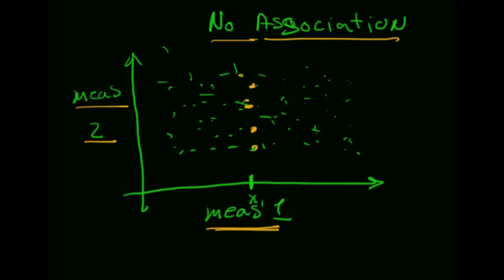Now, we're being a little bit almost hand wavy at this, and it would be nice to be able to put some numbers to this. So let's go ahead and do that. All right, so correlation is a measure of association.